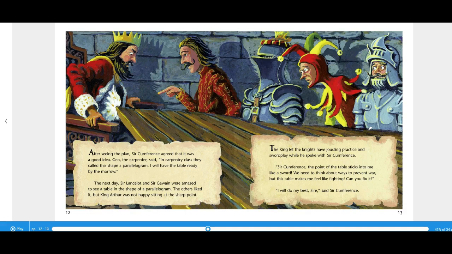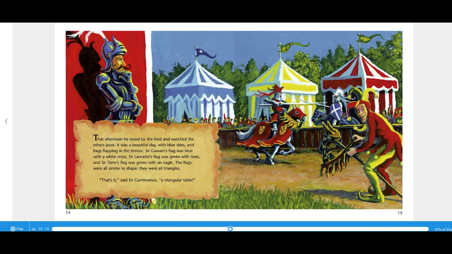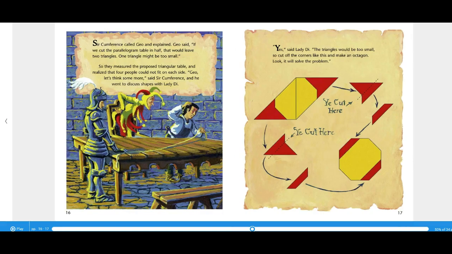So they made the parallelogram table, and the others liked it, but King Arthur was not happy sitting at the sharp point. The king let them have jousting practice and said, "We need to figure out something else." So he met with Circumference again. So here's all the knights practicing their jousting, and they all had triangular flags. "So that's it," said Circumference, "a triangular table." They were afraid one triangle might be too small. So they said, "Let's think some more," and Circumference went home again to discuss shapes with Lady Di.